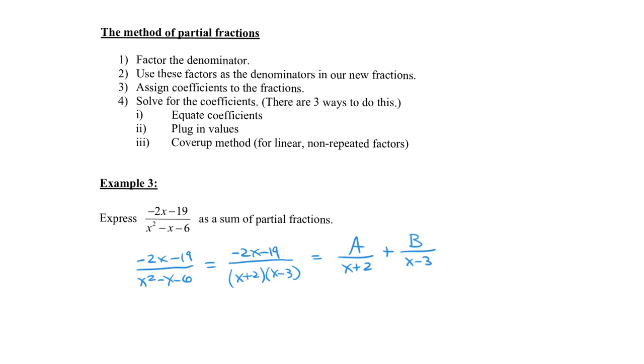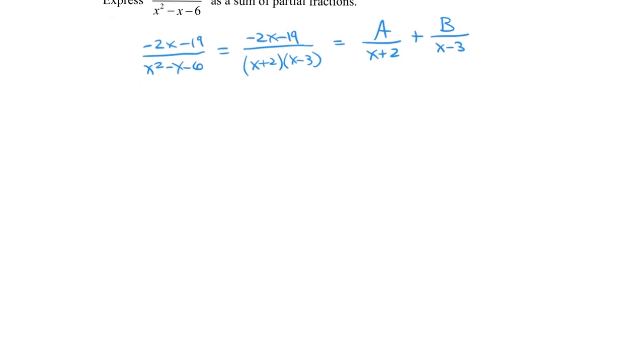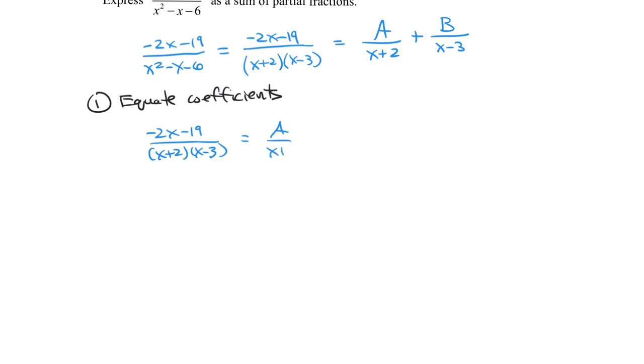Okay, so the first way we look at is equate coefficients. Okay, and the name makes sense when you see how it works, but here's what you do. So let me first make a little note here. The first method we look at is we're going to equate coefficients. Okay, so when you do this one, let me start off with what we've got here. Minus 2x minus 19 over x plus 2 times x minus 3, and this is equal to a over x plus 2 plus b over x minus 3.